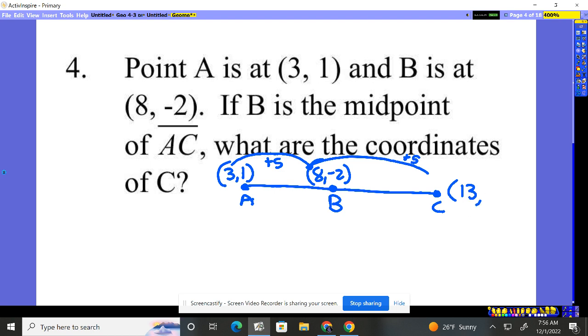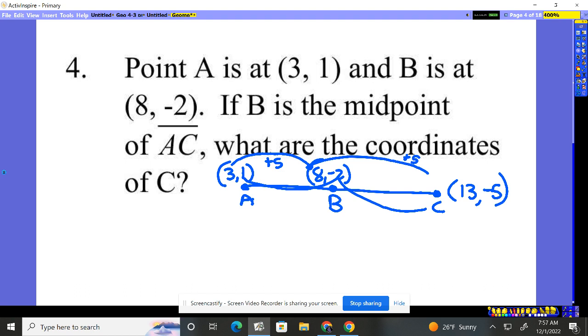Now, let's do the y. It went from 1 to -2. It dropped. It dropped what? 3. If it goes from a height of 1 down to a height of -2, it dropped 3. So I need to drop 3 more. -2 take away 3 is -5. That's where C must be located.